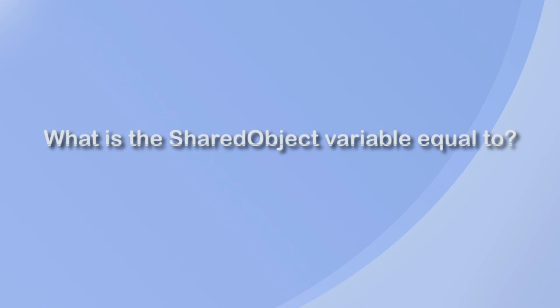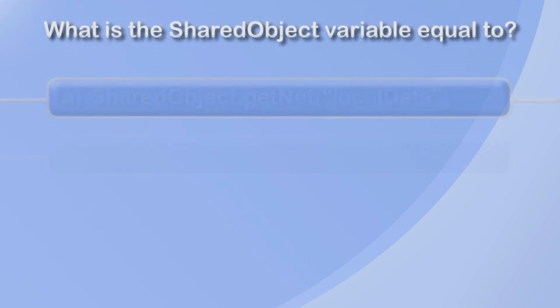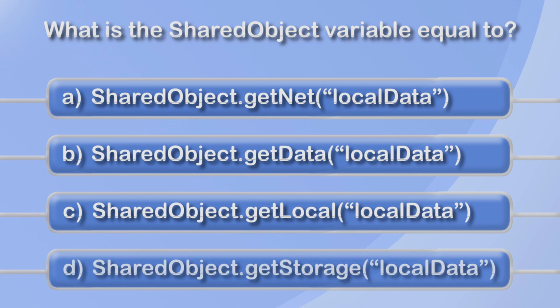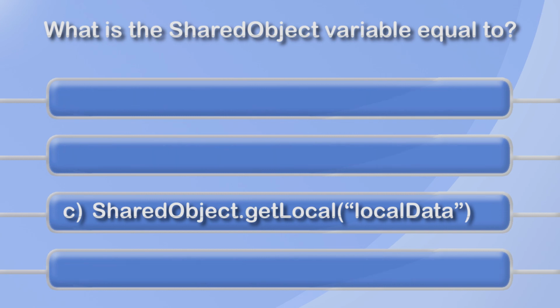What is a shared object variable equal to? A. SharedObject.getNet local data. B. SharedObject.getData local data. C. SharedObject.getLocal local data. Or D. SharedObject.getStorage local data. SharedObject.getLocal is the correct answer. The local data part can be changed to your preference.